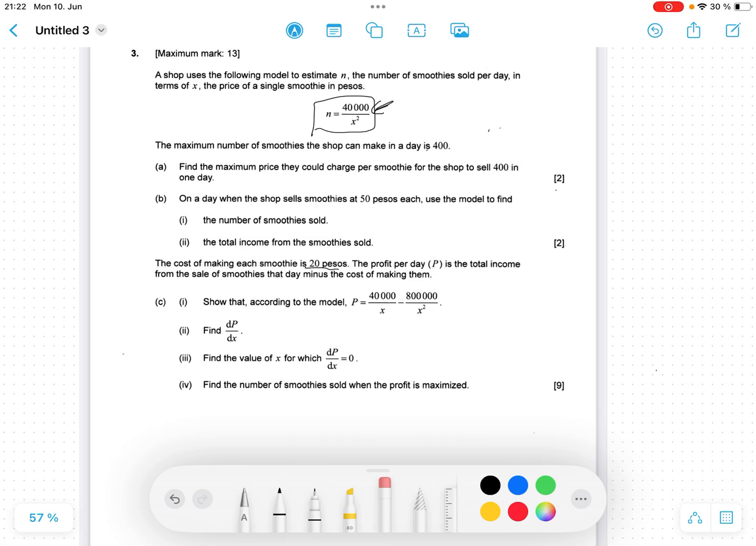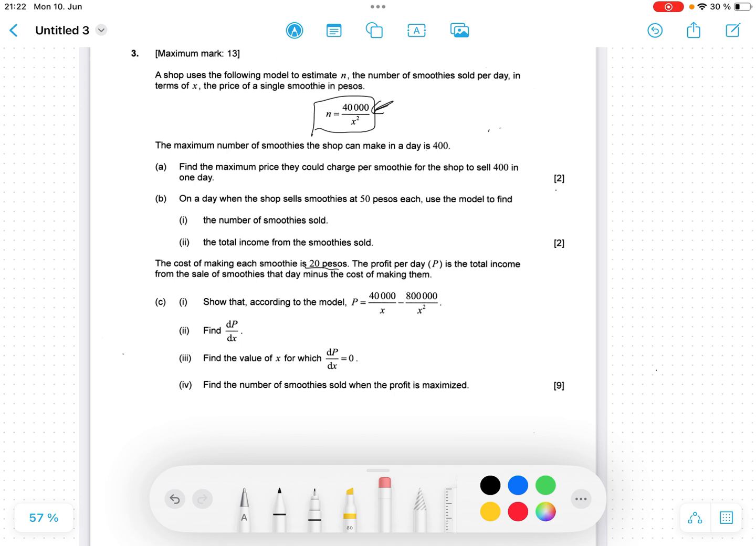Hello, so today we're going to be looking at this question, which is from the 2024 AI Higher Level past paper. It's an optimization question, so if anyone is struggling with optimization, this question may help. The question says a shop uses the following model to estimate N, the number of smoothies sold per day, in terms of X, the price of a single smoothie in pesos. The maximum number of smoothies the shop can make in a day is 400.